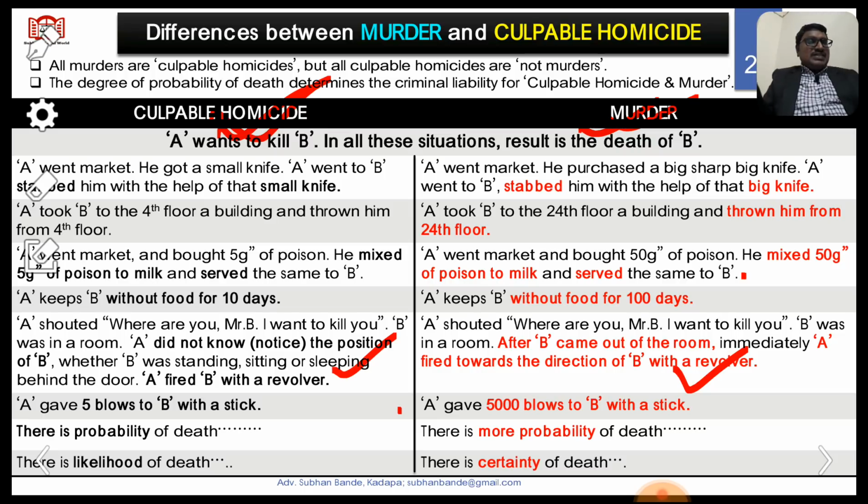In the first condition, B is inside of the room or behind the doors. In the second condition, whenever Mr. B comes out of the room, immediately A fired towards the direction of Mr. B. In the first condition, A didn't know the exact position of Mr. B. He blindly fired through the door.